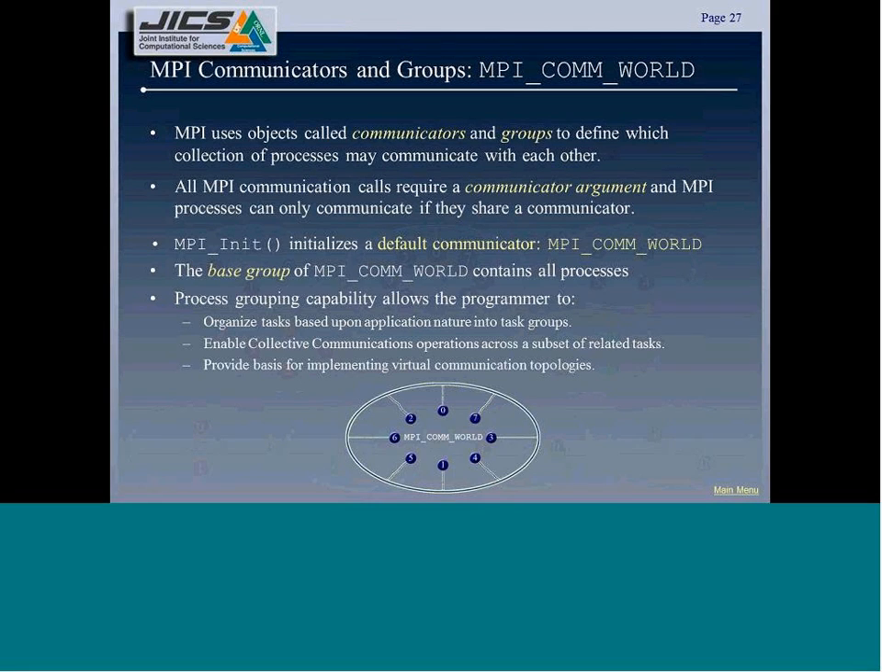All of the MPI processes can communicate. A process can only communicate within a communicator, point to point or collective, which helps you define the communication. So MPI initializes the default communicator called MPI_COMM_WORLD, and that's the communicator that you'll probably be using for the most part. And of course, the base group, MPI_COMM_WORLD, contains all processes.